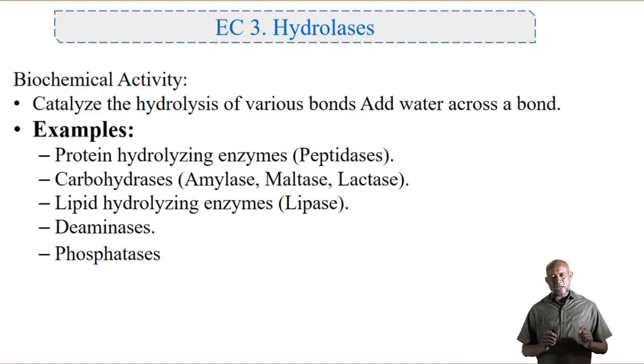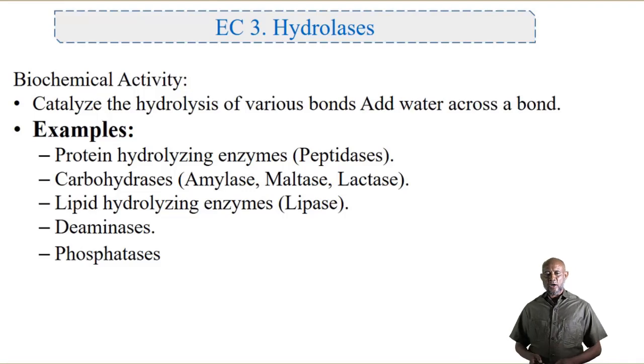And the typical examples for this kind of enzyme are simply protein hydrolyzing enzymes. The protein hydrolyzing enzymes are known as peptidases. And for carbohydrates, amylase, maltase, lactase, all these hydrolyze carbohydrates. The lipid hydrolyzing enzyme is known as lipase.